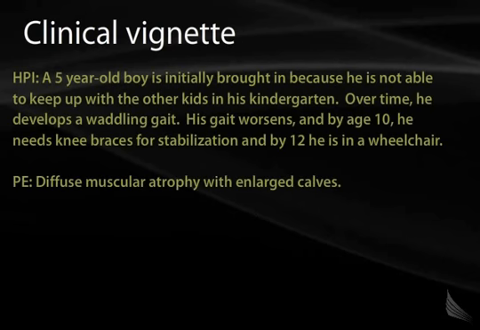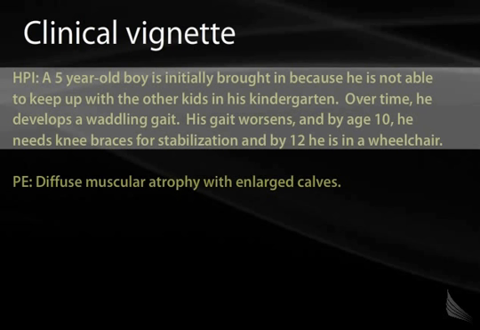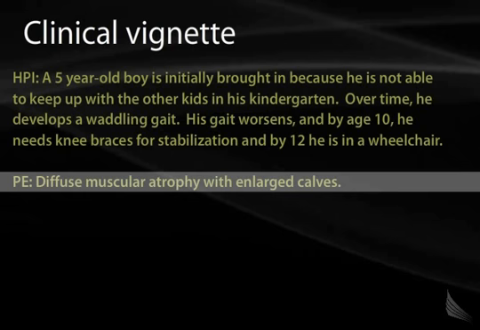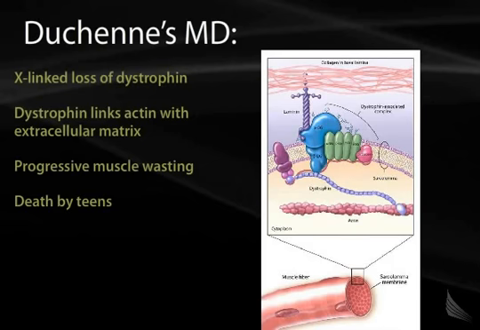Next clinical vignette. A 5-year-old boy is initially brought in because he's not able to keep up with the other kids in his kindergarten. Over time, he develops a waddling gait. His gait worsens, and by age 10, he needs knee braces for stabilization, and by 12, he's in a wheelchair. On physical examination, he has diffuse muscular atrophy with enlarged calves. So this patient has Duchenne's muscular dystrophy.